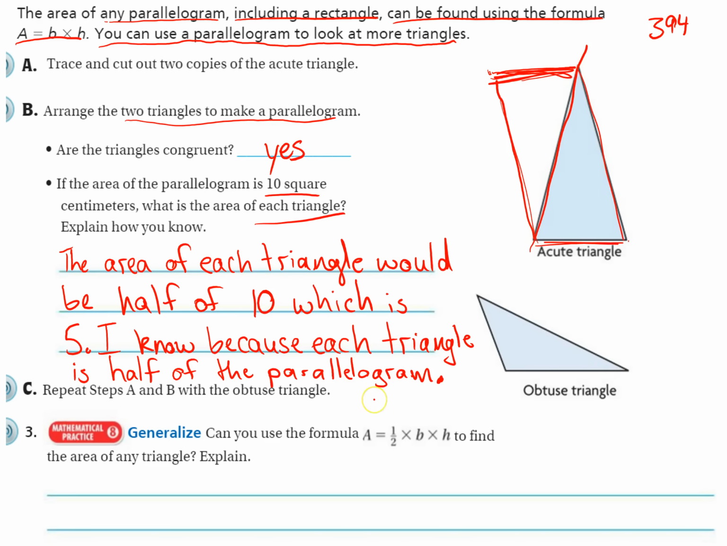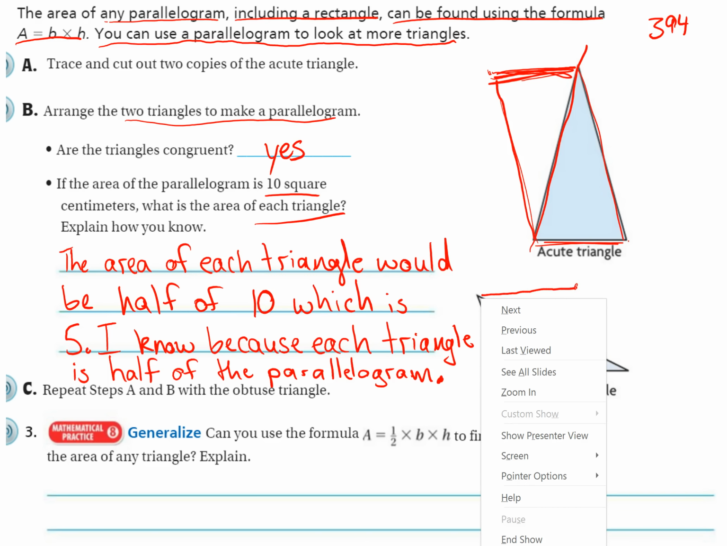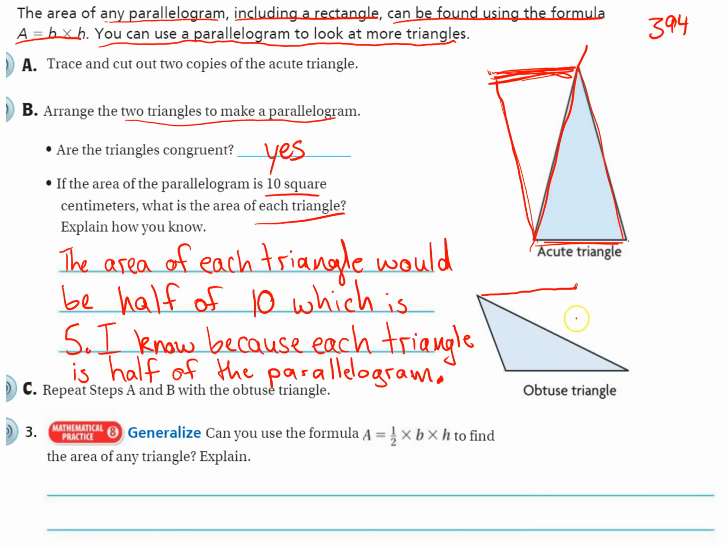Okay, repeat steps A and B with this obtuse triangle. So again, imagine we're folding this across, and this point is going to go about here, I would say, if we folded it directly across. And then if I make this parallelogram, again, it's not going to be absolutely perfect, I understand that, but just so you get the idea. There we go. So we pretend we folded this across right along this line.